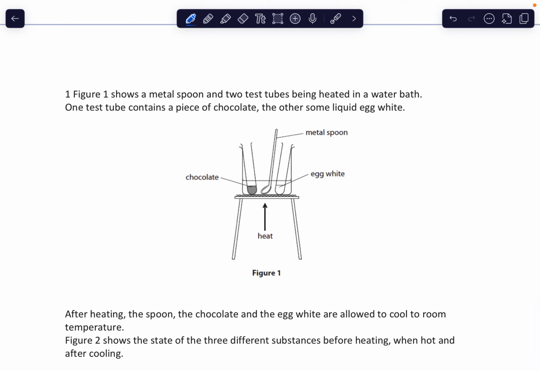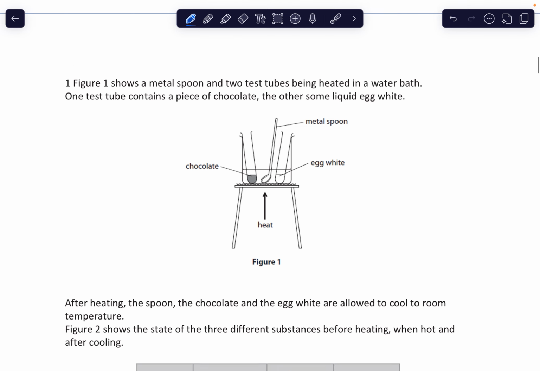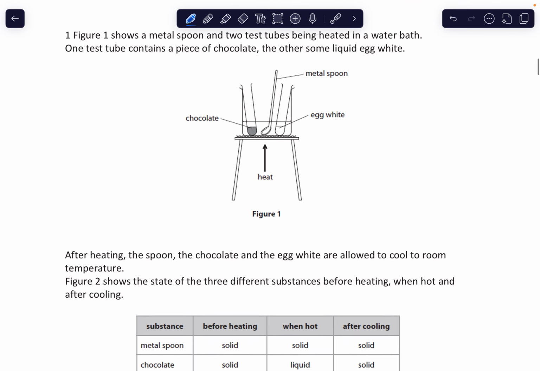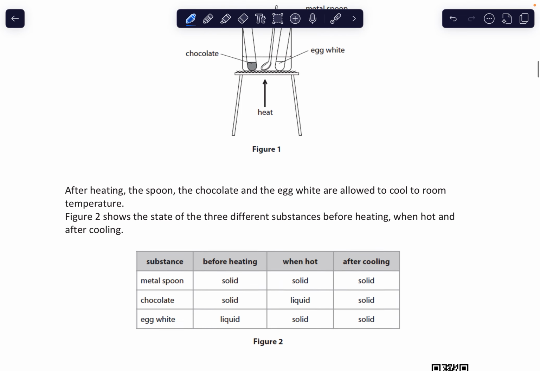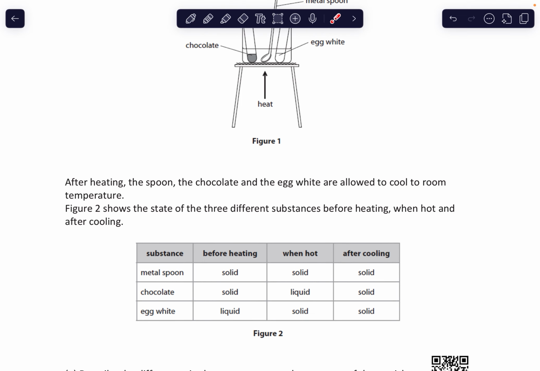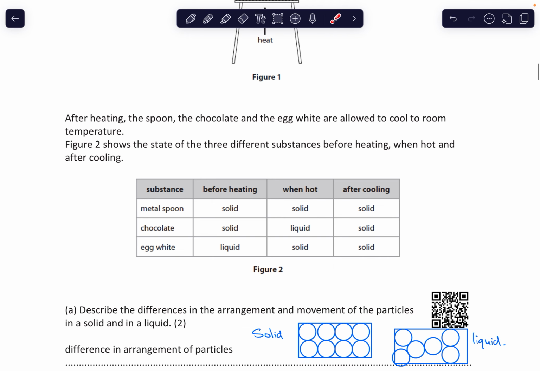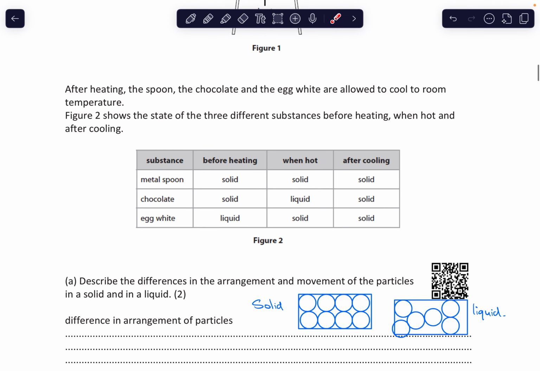In this question, we have got three different types of material, and they want us to understand and explain what is happening during this heating process. Whenever they give you a table of information like they have here, it's always worth just taking a second to have a look through it, because it will contain information that helps you to answer the questions below.